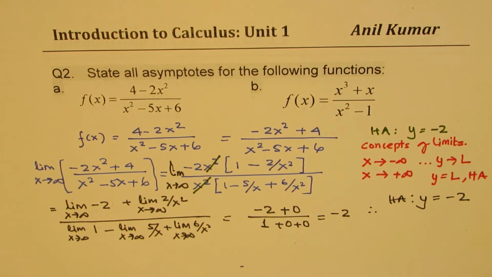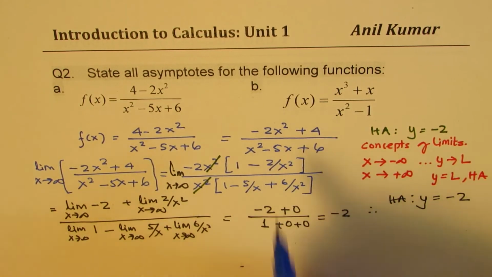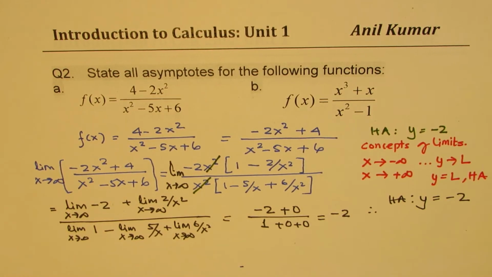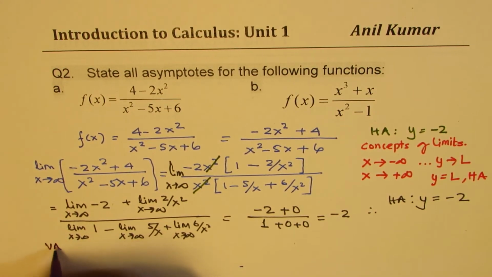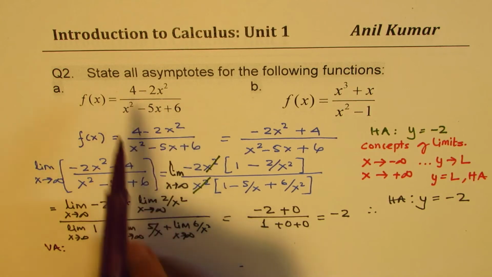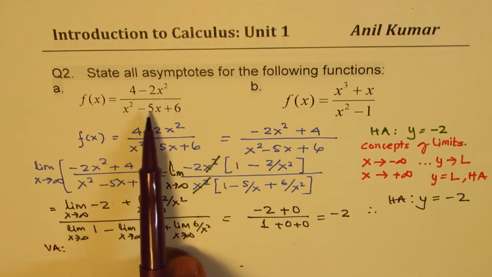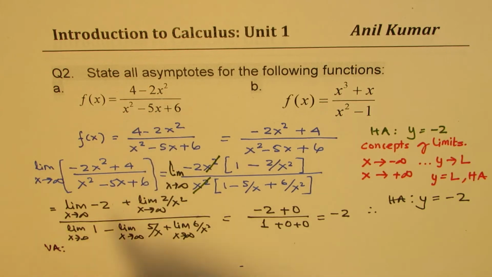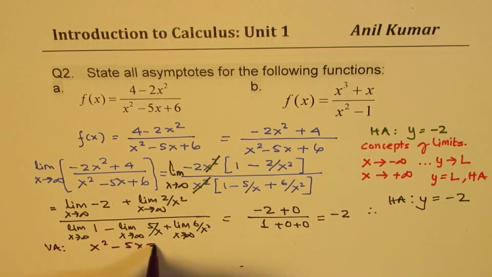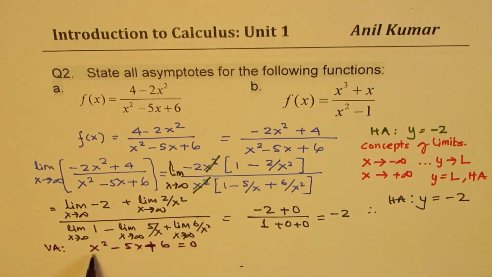Perfect. Now let's look into the vertical asymptote. When we talk about vertical asymptote, we'll factor and then see what the zeros of the denominator are. So we have the denominator, which is x squared minus 5x plus 6 equals 0. So if I factor this, what do I get?